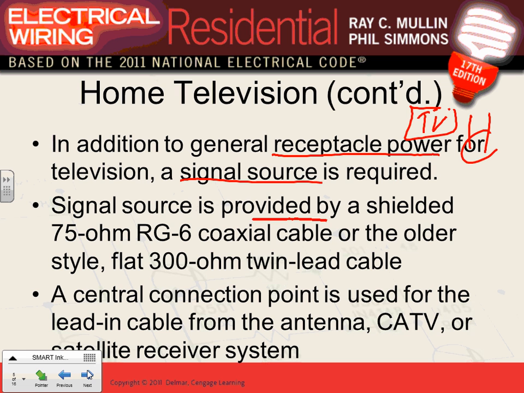Okay. So here's what they use, guys. The most common one that they use for signal. I'm not an expert in telecommunication. 75 ohm RG-6 coaxial cable, shielded. That will be the most common one. It brings the signal to you, shielded from external interference, and dumps that signal into your receiver. I don't know how much they use that old flat style. Not a whole lot. Antennas, okay. Central connection points. And then you can bring lead-in cables from the antenna, from cable TV, or from the satellites.